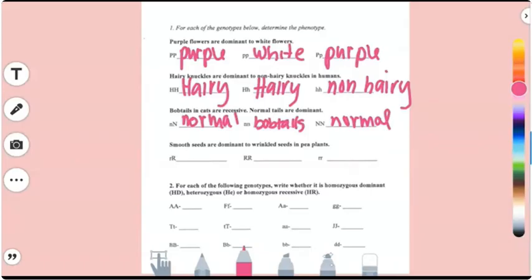Okay. Smooth seeds are dominant to wrinkled seeds. So smooth seeds are dominant, so that's the capital letter. So any of these with the capital letter are going to be dominant. The 2 lowercase r's are going to be the recessive gene, which is wrinkled.